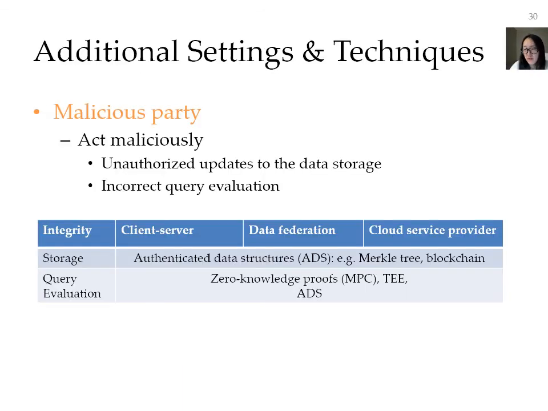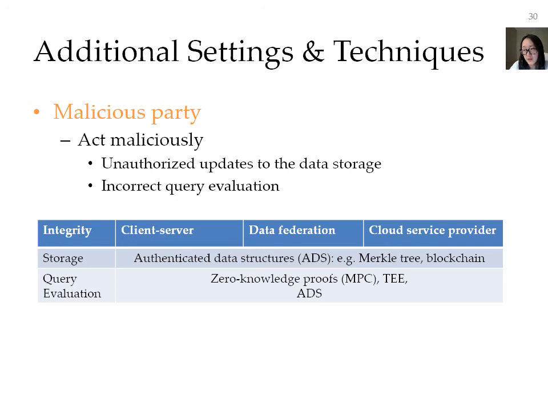In addition, we'd like to quickly discuss the techniques for the case when parties behave maliciously. In this model, there are additional integrity constraints. The malicious parties can deviate from given protocols, such as applying unauthorized updates to the data or applying incorrect query evaluation. The security and privacy solution aims to detect and defend against such behaviors.